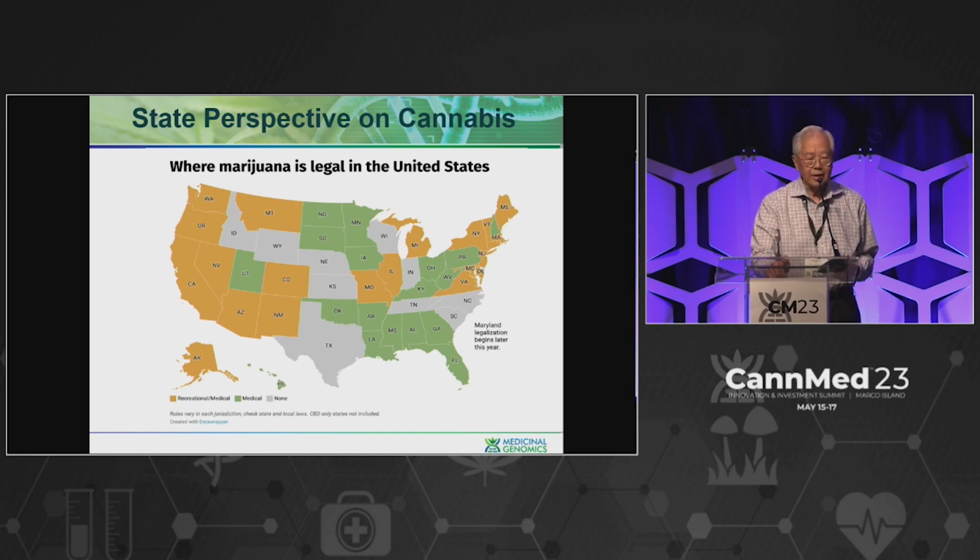So where is cannabis legal in the United States? This is as of January 2023. Highlighted in gold, 21 states and 2 territories have both legal adult use and medical cannabis programs. Highlighted in green, there are 16 states that have medical cannabis only, plus 2 additional territories. So the total number of jurisdictions in the United States is 42.